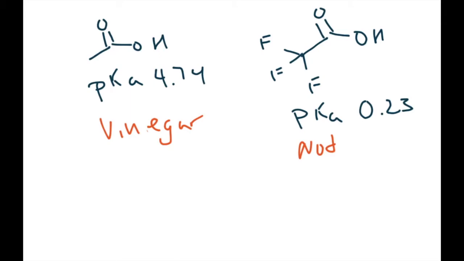So, acetic acid, good on French fries. Trifluoroacetic acid melts the French fries. So just those three fluorines really change how the molecule behaves.